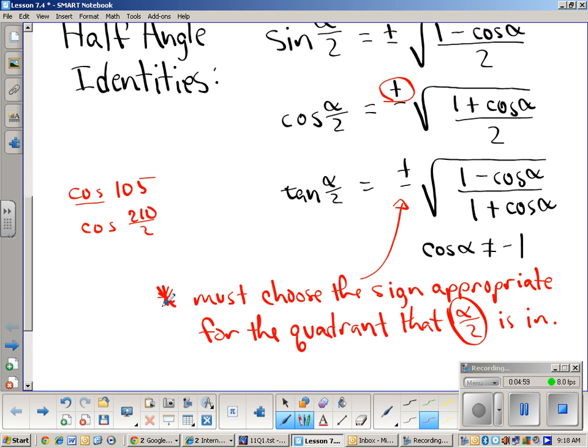And why did they throw this in here? Why can't cosine of our angle equal negative 1? What do you think, Garrett? No, the question was, why can't cosine of our angle equal negative 1?